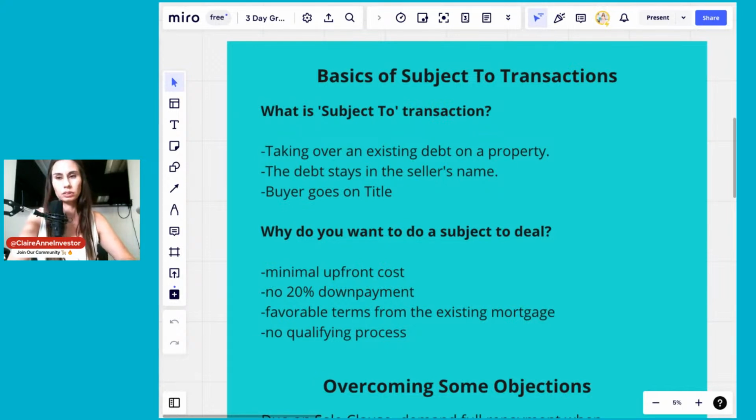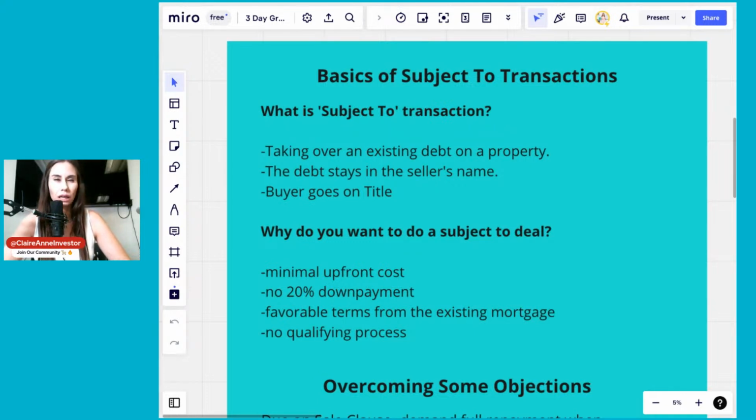Now, typically you don't qualify for subject to; you qualify with the lender if you assume the loan. So assuming the loan and a subject to transaction are completely different, and I want to make that very clear because they're not interchangeable. Subject to is taking over the existing debt. The debt stays in the seller's name and the buyer goes on title.